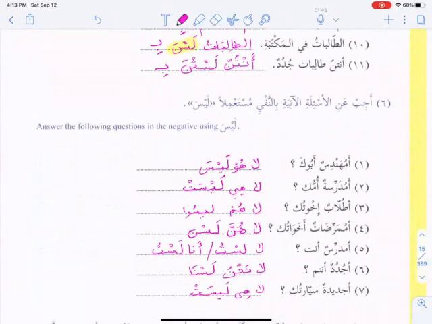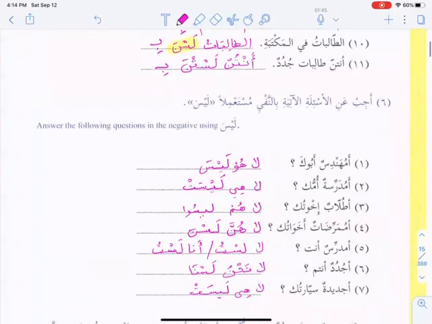Amuhandisun abuka la huwa laysa. What will you say? Laysa bi. I'm just writing B. Then you will write down muhandisin. Please be careful when you write it. Muhandisin. Okay.